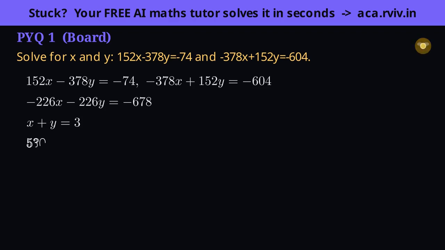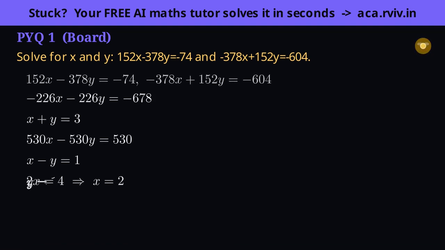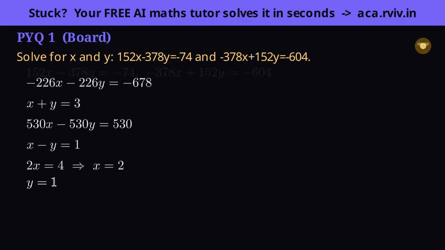Now subtract the second equation from the first instead. This time the coefficients combine to plus and minus 530. Divide through by 530 to get another simple equation, x minus y equals 1. Now we have a friendly pair. Add x plus y equals 3 and x minus y equals 1. The y terms cancel, giving 2x equals 4, so x equals 2. Back substitute x equals 2 into x plus y equals 3, y equals 1.